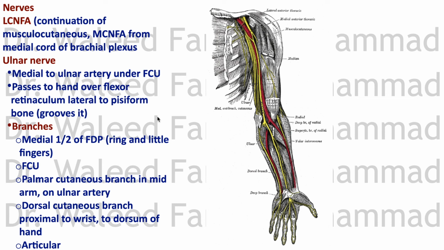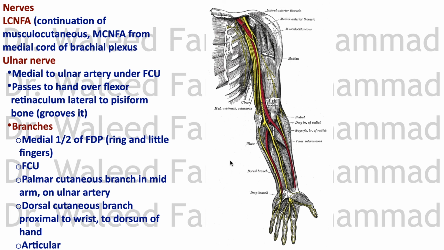Branches of the ulnar nerve: the medial half of the flexor digitorum profundus. Okay. The flexor carpi ulnaris. And did we forget to mention the nerve supply of the flexor digitorum profundus? It's a dual nerve supply. From the anterior interosseous nerve and the medial half from the ulnar nerve. I apologize about that. So the medial half of the flexor digitorum profundus, the slips that are going to the ring and little fingers, okay, and this explains the deformity in the ulnar claw hand.